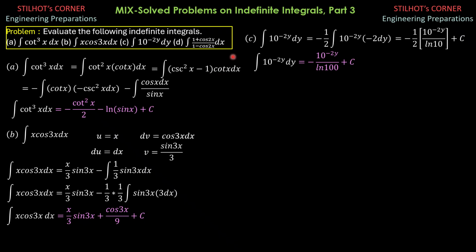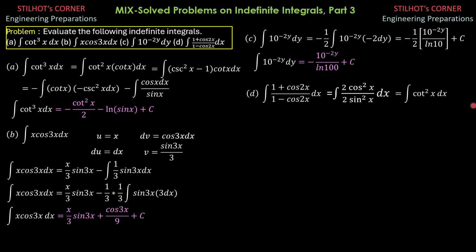So the last part, the integral of quantity 1 plus cosine 2x over 1 minus cosine 2x dx. So it appears not readily integrable. So we use identities here. 1 plus cosine 2x is 2 cosine square of x. 1 minus cosine 2x is 2 sine square x. So we use that first identity, 2 cosine square of x over 2 sine square of x. Cancel out 2, so that would be integral of cosine square over sine square. That's cotangent square of x.